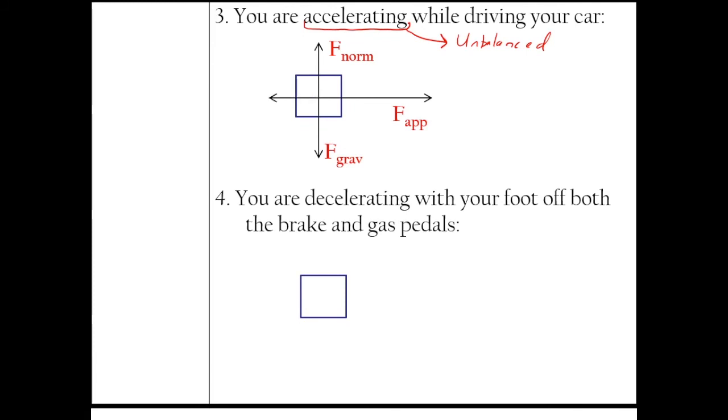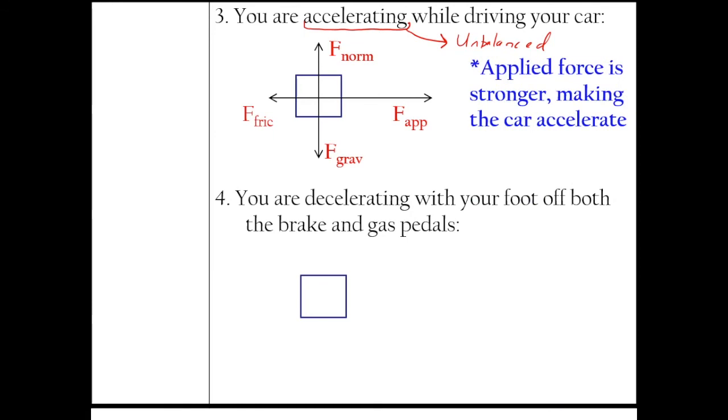Since my car is moving to the right, it means I have friction in the opposite direction. So I'm going to have a smaller force friction pointed to the left. It's very obvious that force applied and force friction are unbalanced because force applied is so much bigger than force friction here. Therefore, the applied force is stronger, which is what's making that car accelerate. Force normal and force gravity are both equal and balanced, which just means that my car is not moving up or down in the y direction.